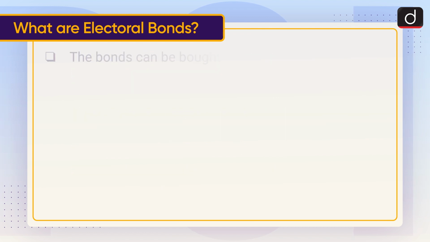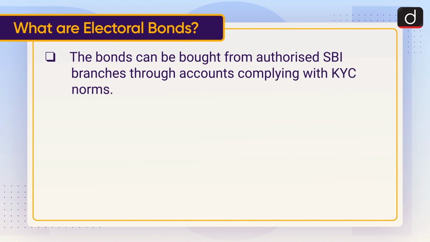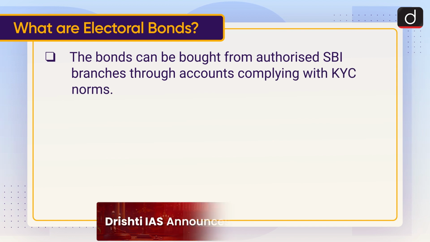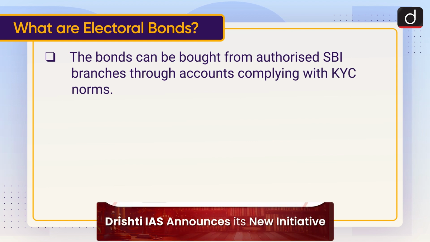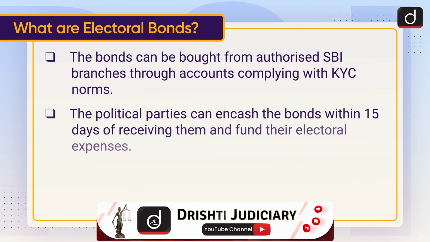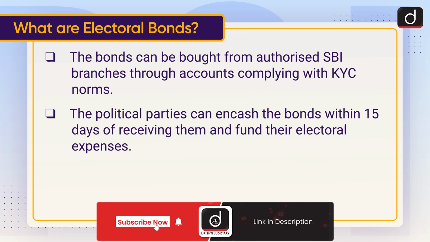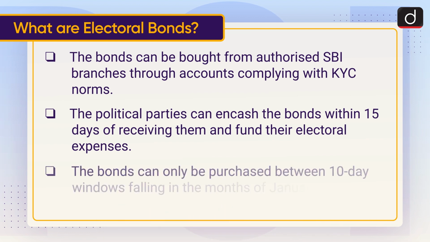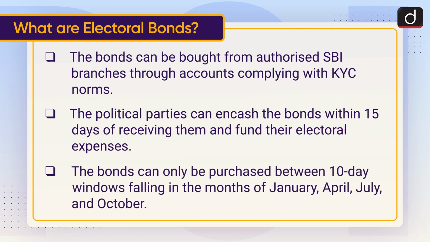crore. The bonds can be bought from authorized SBI branches through accounts complying with KYC norms. The political parties can encash the bonds within 15 days of receiving them and fund their electoral expenses. The bonds can only be purchased between 10-day windows falling in the months of January, April, July and October.